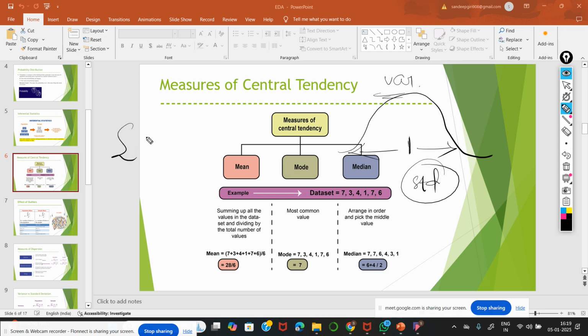It is nothing but summation of, I will show you that formula, x minus mu square divided by n. So this is the formula for variance. Here we are having the squared term.